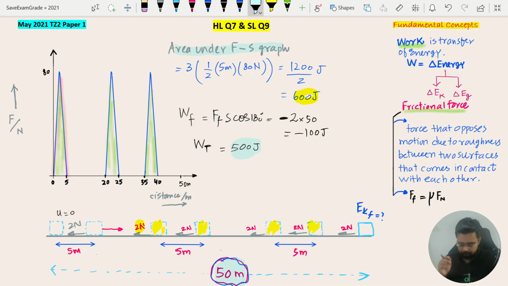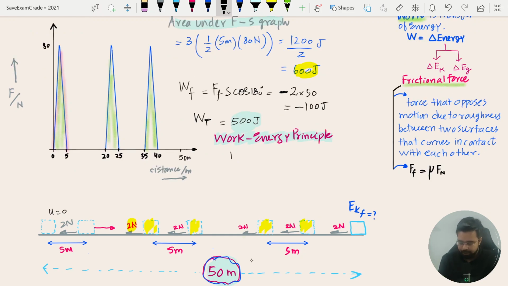Now we will apply the work-energy principle to find the final kinetic energy. As you see, it is moving on a horizontal surface, so there is no change in gravitational potential energy, so work done should be equal to the change in kinetic energy only. The total work done we have found, 500 joule, is equal to the final kinetic energy minus the initial kinetic energy. The body was initially at rest, so the final kinetic energy is equal to 500 joule. That is the answer. So B is the right answer.